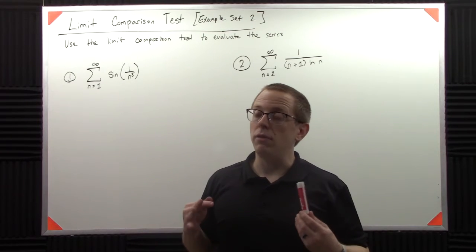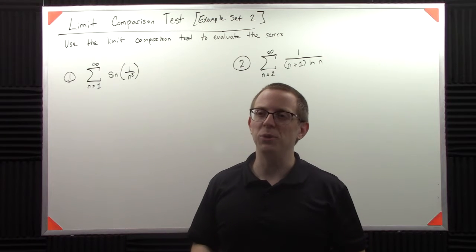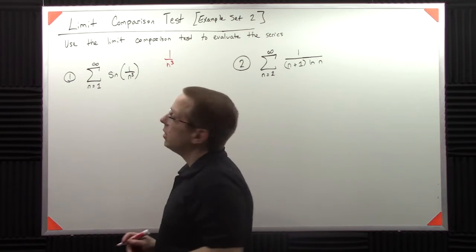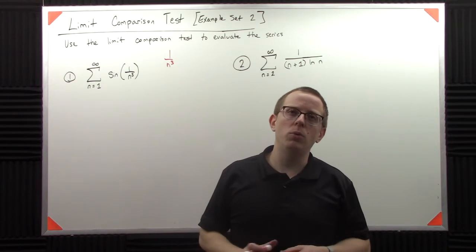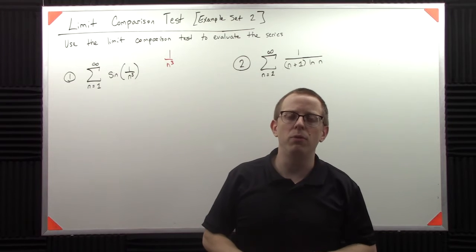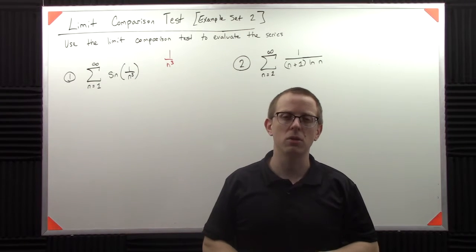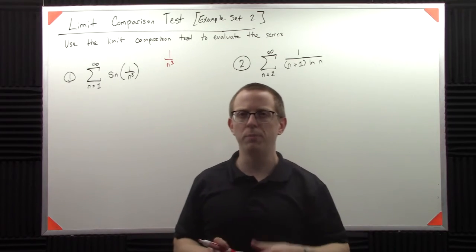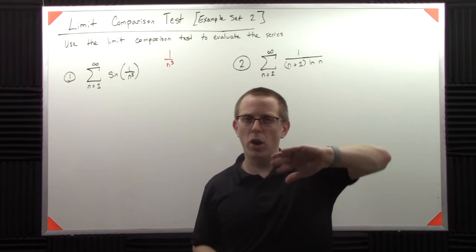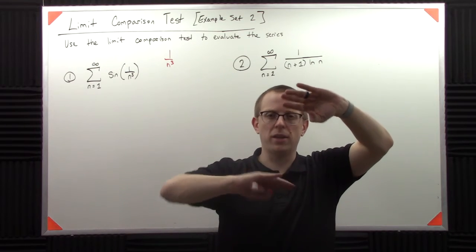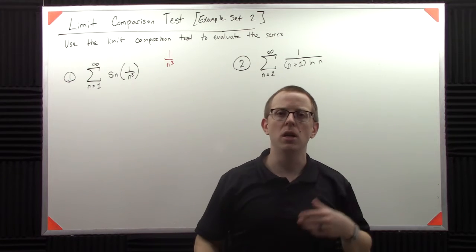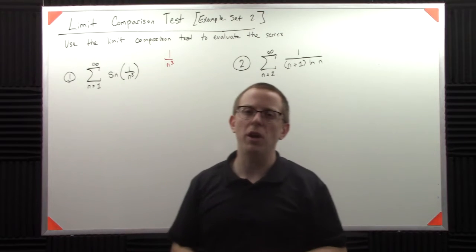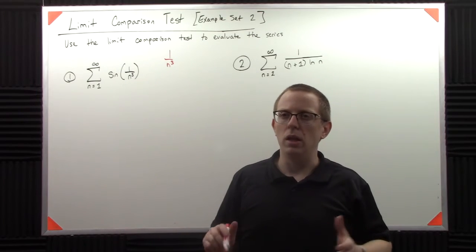Well, if you've got nothing better to do, why don't you compare it to something like 1 over n cubed? It's like, well, why would I do that? Well, there are reasons. Part of that is that old sine x over x. If you remember that, sine of x over x as x goes to 0 is 1. So sine of 1 over x over 1 over x as x goes to infinity turns out to be a pretty good estimate.